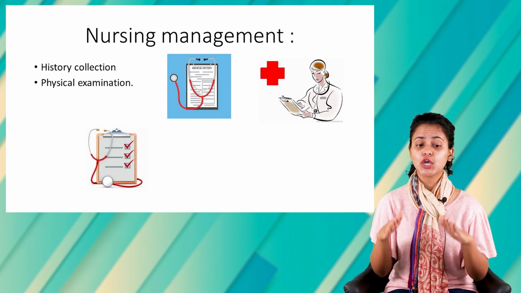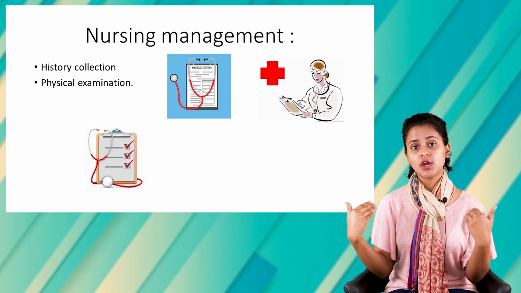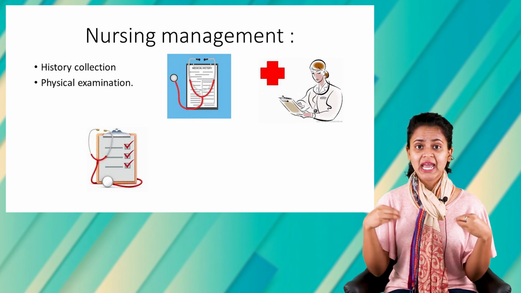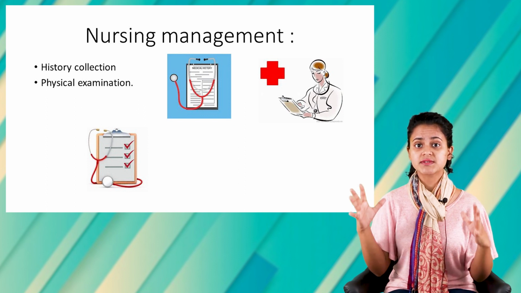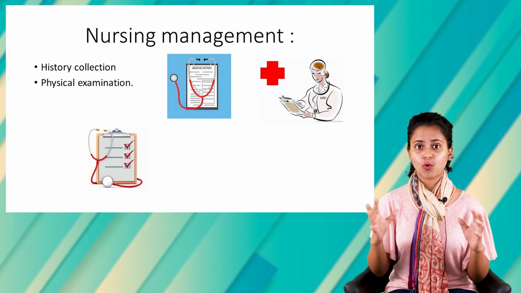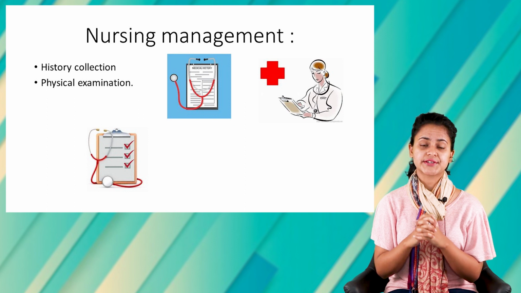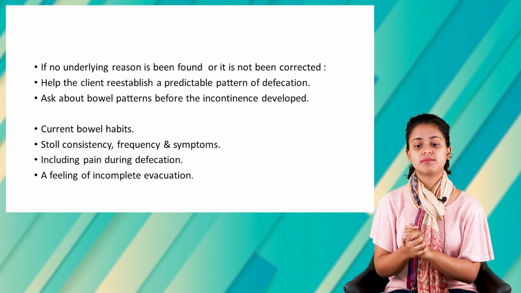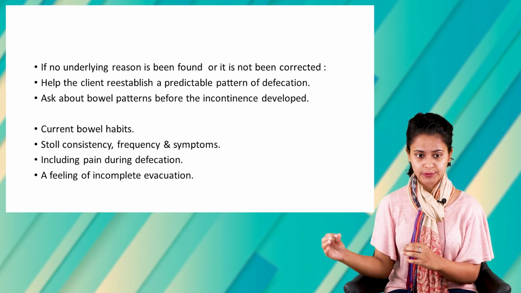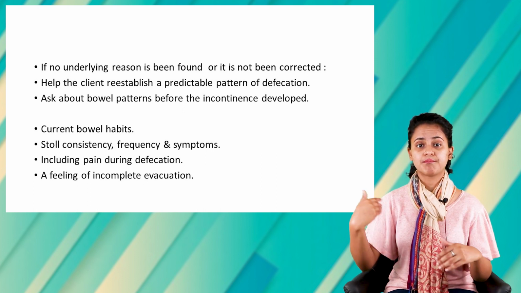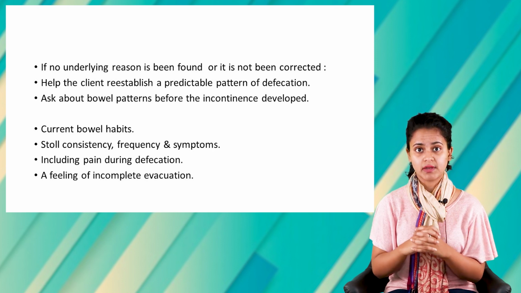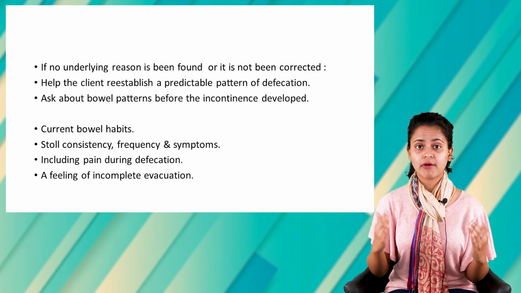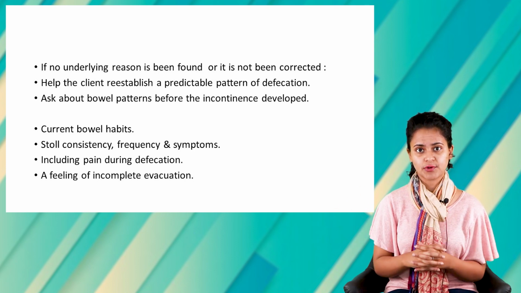But in some cases, we are going to see there will be no absolute underlying reason found for some clients. There, the nurse plays a very important role in managing the fecal incontinence, as well as helping the individual to change their lifestyle and cope with the particular scenario where they are suffering from fecal incontinence. So here nurses will be focusing on helping the client re-establish a predictable pattern of defecation. Next, a nurse should ask about their bowel pattern before the incontinence developed. This information helps a nurse to plan their bowel pattern and to administer the bowel management in an effective way for our client who is suffering from fecal incontinence.